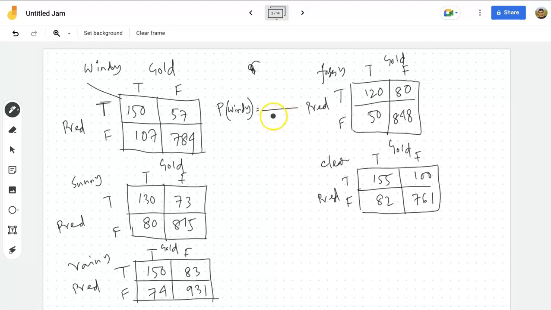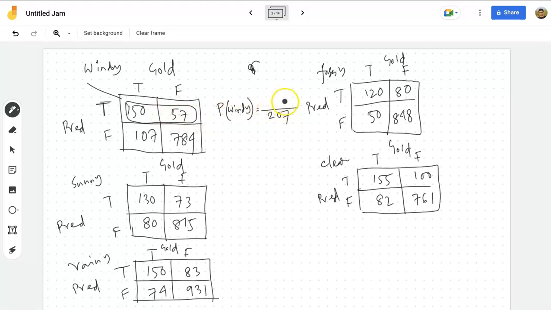So what will be the denominator? The total number of times you predicted windy. So it will be this: 150 plus 57. If you sum 150 plus 57, it will be 207. So that is the total number of times you predicted windy.